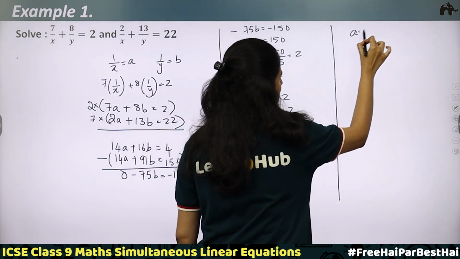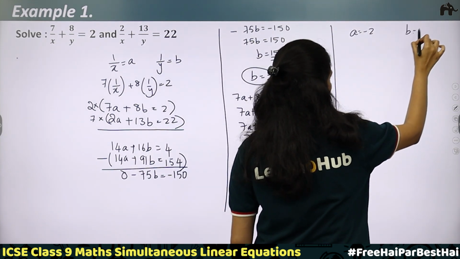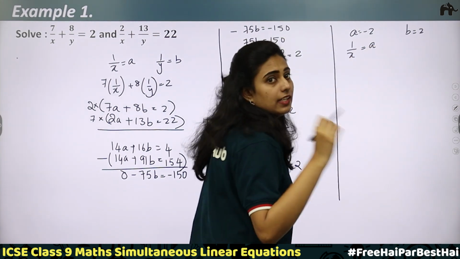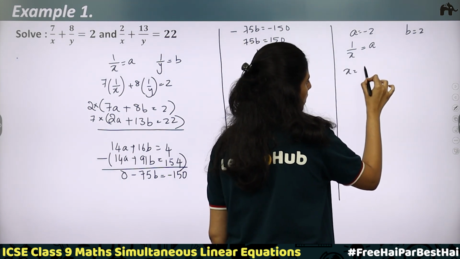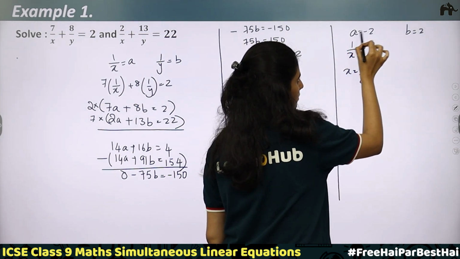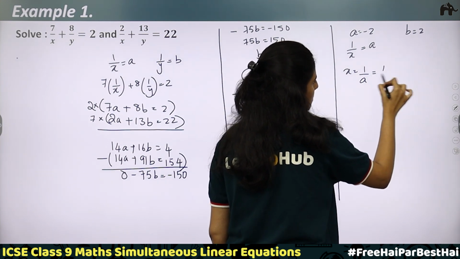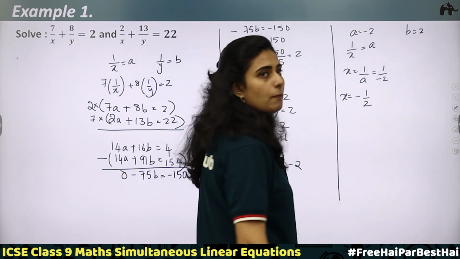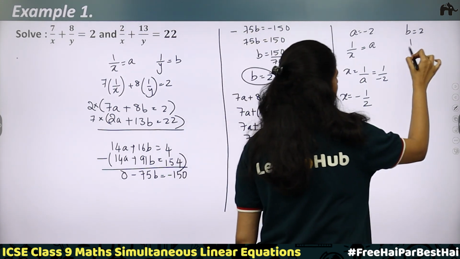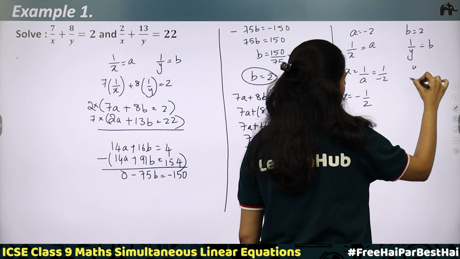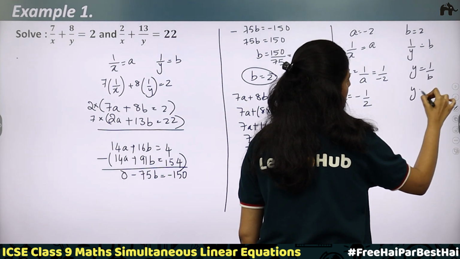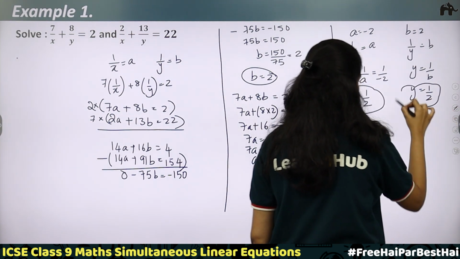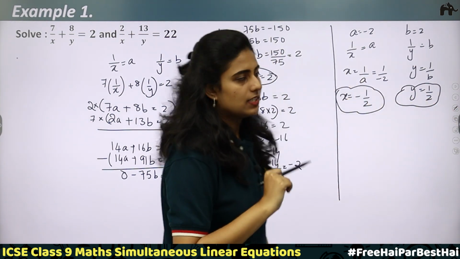So we got the values of a and b. A is equal to minus 2 and b is equal to 2. We have 1 by x is equal to a. Then x will be equal to 1 by a. Here we have the value of a, which is minus 2. So 1 by minus 2, which is equal to minus 1 by 2. X is equal to minus 1 by 2. Now 1 by y is equal to b. Y is equal to 1 by b. Y is equal to 1 by 2. So these are the values of x and y. The same we have got in the previous method also.